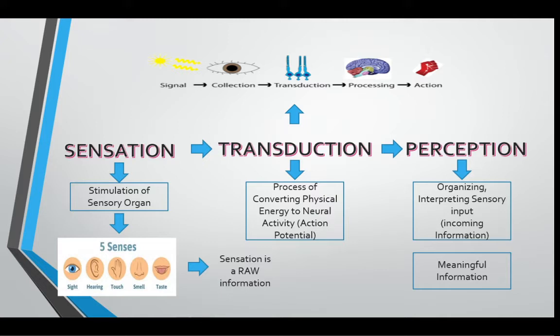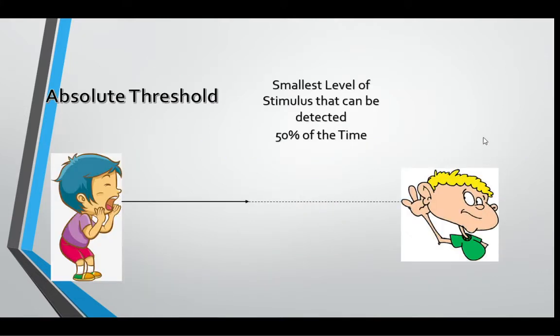So this is the stages of sensation to perception. Okay? Pero pag-usapan pa natin deeper, what is sensation? Marami pa kasing involved dito. Like for example, absolute threshold. Ano ibig sabihin ng absolute threshold? Ang absolute threshold, this is the smallest level of stimulus that can be detected 50% of the time.